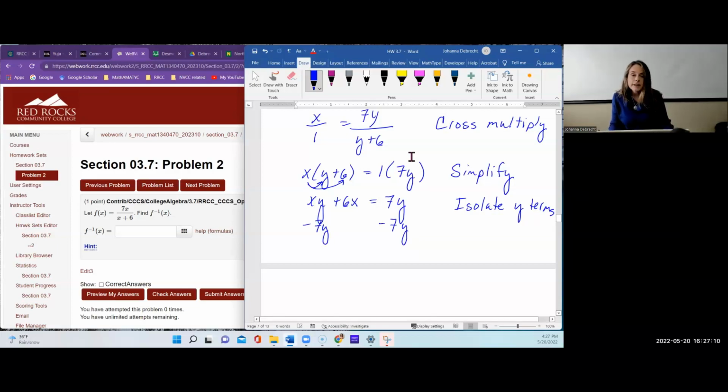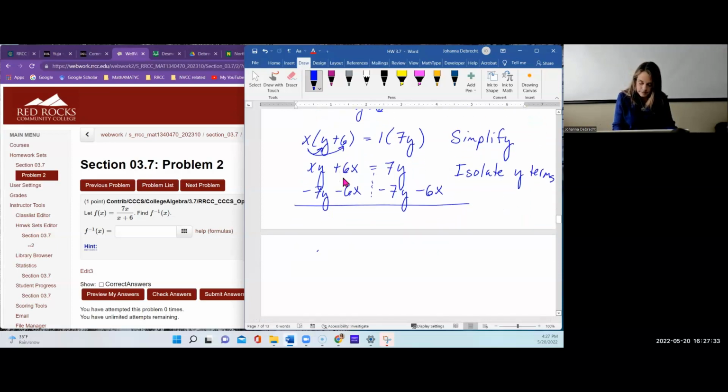To isolate, I need to move any term that does not have y to the other side of the equation. That means the plus 6x needs to move to the right by subtracting 6x from both sides. Notice that where the equals is, I have the same thing written on both sides, keeping the equation balanced and the solutions unchanged. This gives me xy minus 7y equal to negative 6x.